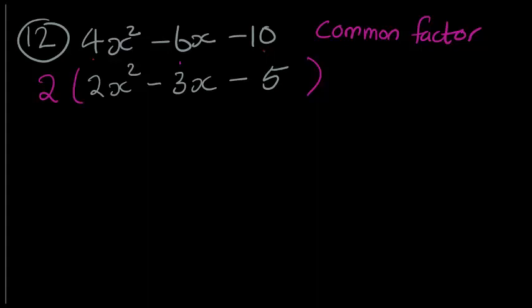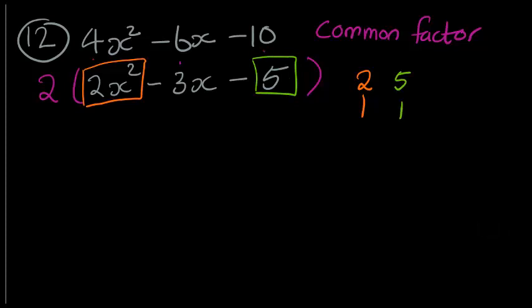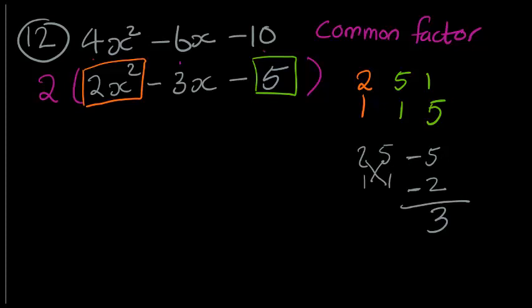Now I am going to look at this term. Factors of 2 are 2 and 1. And I'm going to look at this term. Factors of 5 are 5 and 1 and 1 and 5. Now I cross multiply. So I'm going to say 2, 1, 5, 1. 2 and 1 gives me 2. 5 and 1 gives me 5. If I add them, then I get 7. But if I subtract, I can get 3. 5 minus 2 gives me 3. However, I want minus 3. So what I'm going to do instead is I'm going to say negative 5 positive 2 gives me negative 3.